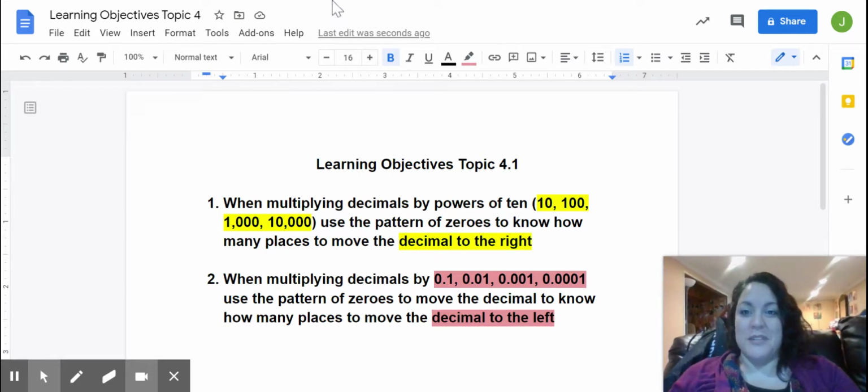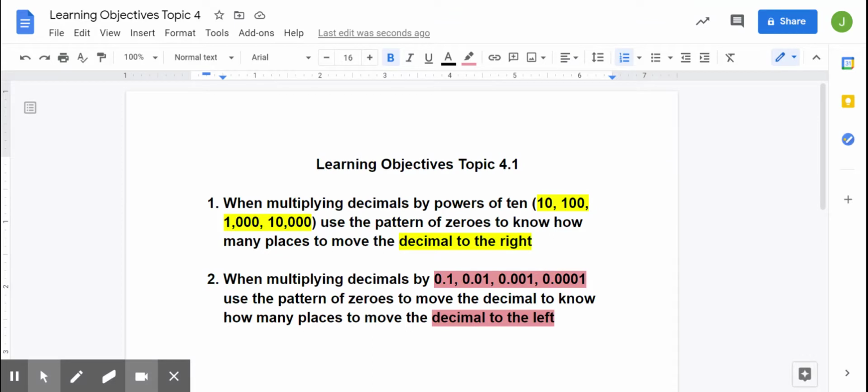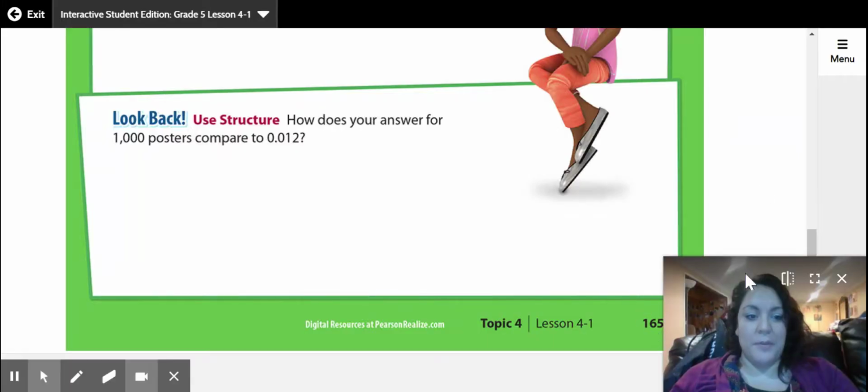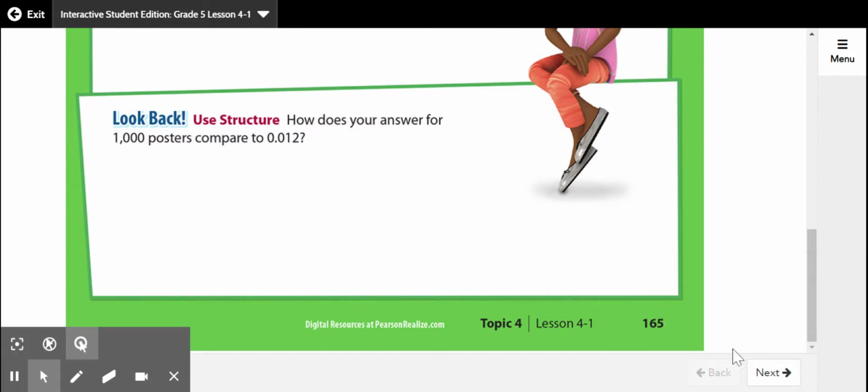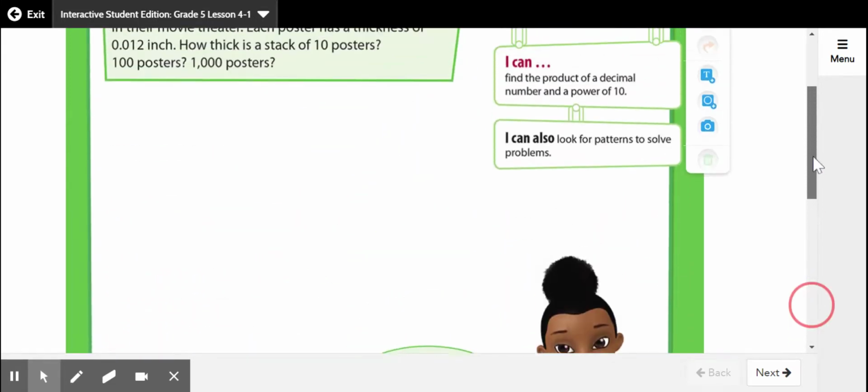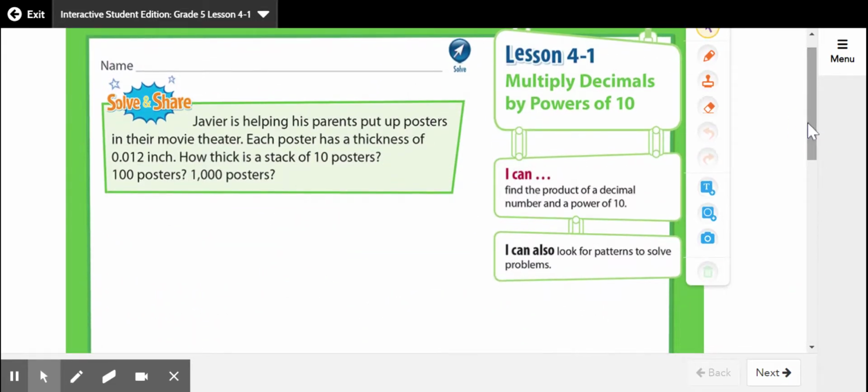Okay, you should be on page 165. Okay, you see 165 at the bottom. All right, and scroll up, and you see Javier is helping his parents put up posters in their movie theater. Each poster has a thickness of 0.012 inches. How thick is a stack of 10 posters?